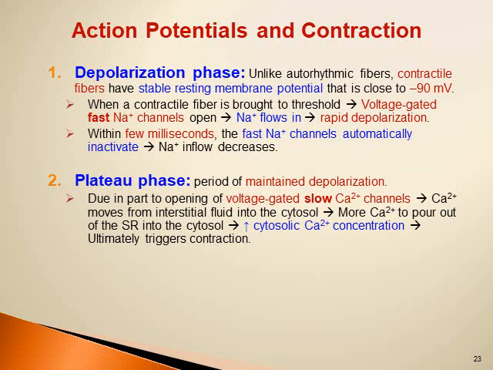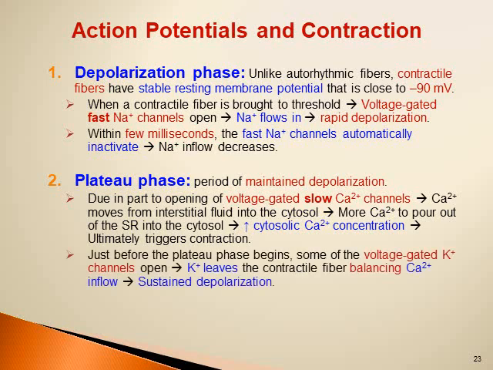it is due in part to the opening of voltage gated slow calcium channels, so calcium moves from the interstitial fluid into the cytosol, so more calcium will pour out of the sarcoplasmic reticulum into the cytosol. This will increase the calcium concentration in the cytosol, which is important for the contraction. Just before the plateau phase begins, some of the voltage gated potassium channels also open, so potassium leaves the contractile fiber, which will balance the calcium influx. This will lead to the sustained depolarization or the flat depolarization phase.